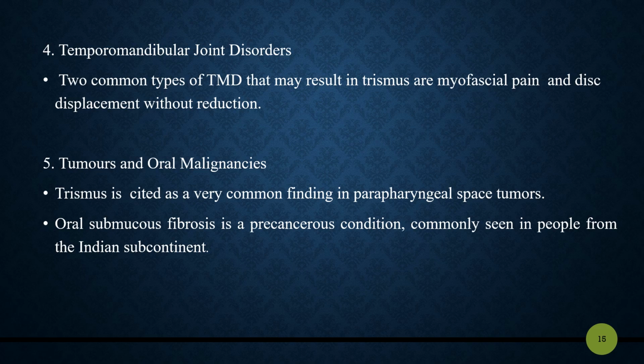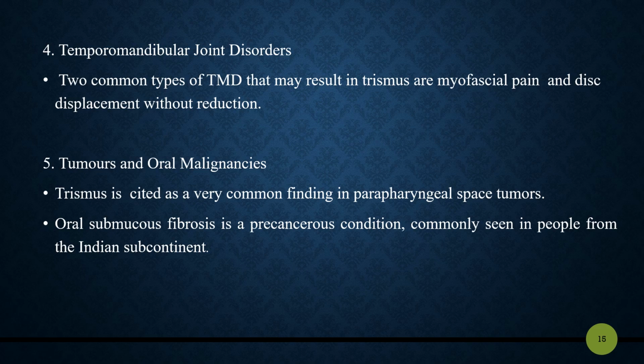Tumours and the oral malignancies. Trismus is cited as a very common finding in parapharyngeal space tumors, and trismus is frequently seen in patients suffering from malignant tumors of the head and neck. Thorough clinical and radiographic examination must be performed to rule out the neoplastic possibilities.